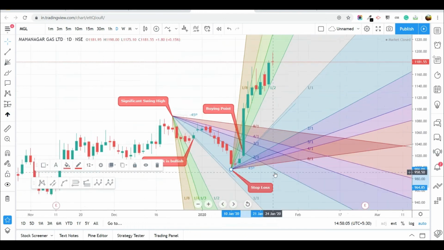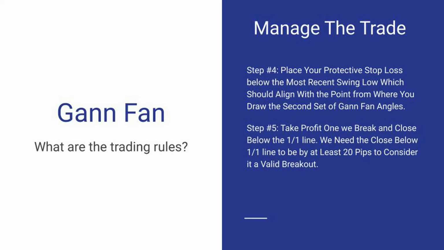Now where to exit? As we have talked, let me go to step 4 once. Place your protective stop loss below the most recent swing low, which should align with the point from where you draw the second set of Gann Fan angles. Yes, obviously we drew the second set of Gann Fan angles from here. This is the first set, this is the second set. Now step 5: take profit on the break or close of the 1x1 line.